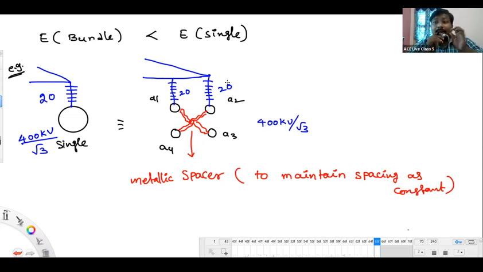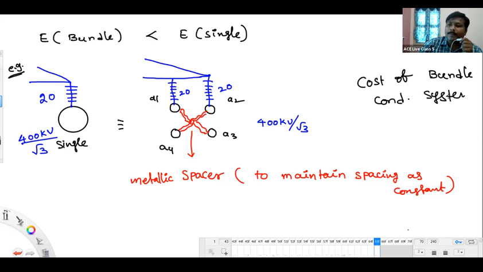So the number of string insulators required to run the bundle conductor system will be greater compared to the single conductor system. Definitely the cost of the bundle conductor system will be more compared to the single conductor system. But we are going to get many advantages even though we are spending extra cost. We will be discussing the advantages of the bundle conductor system further. So one thing is clear, that the cost of the bundle conductor system is more compared to the single conductor system.